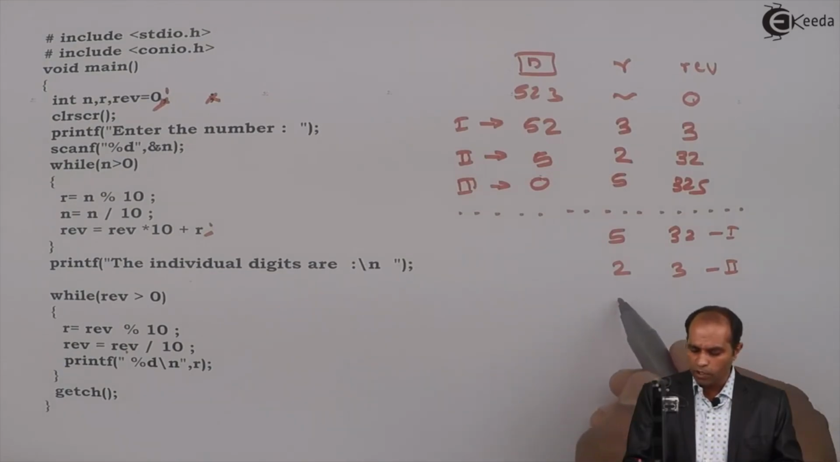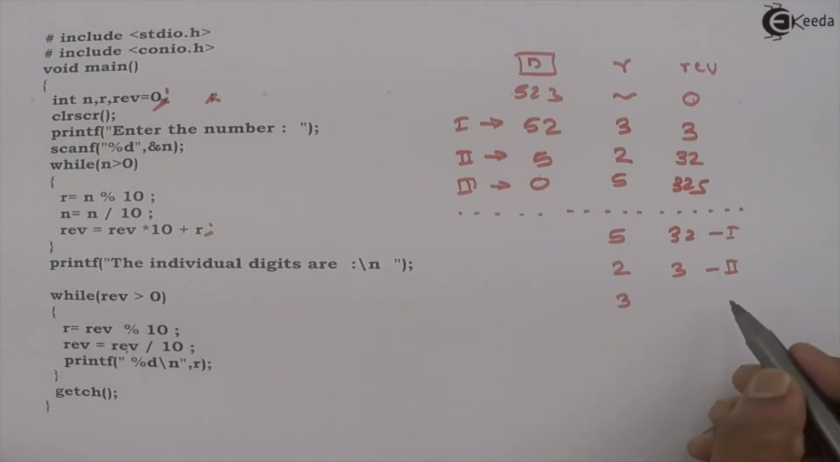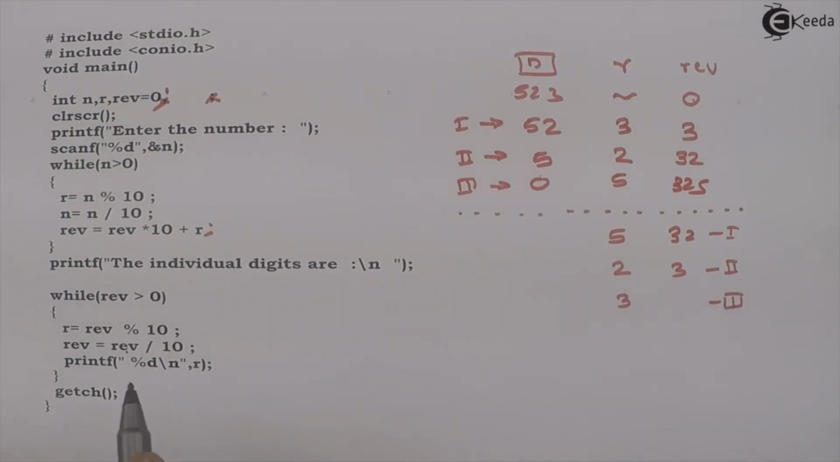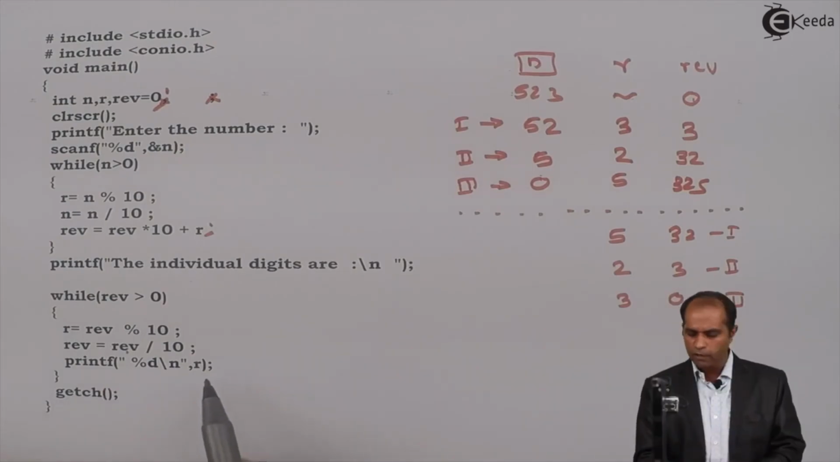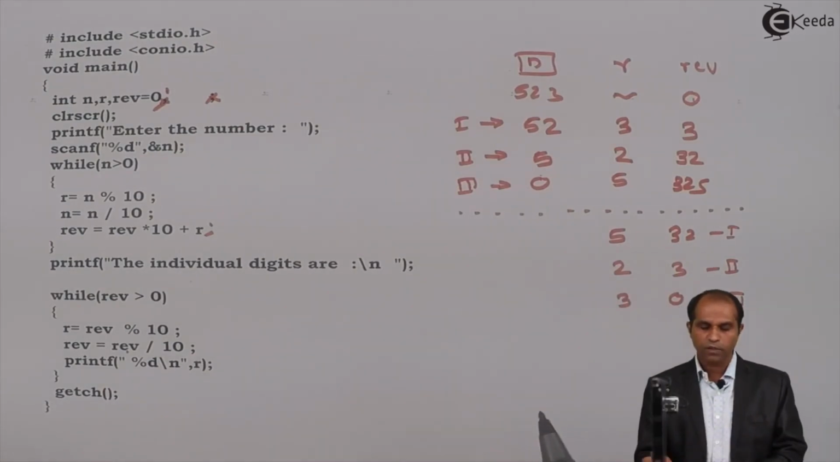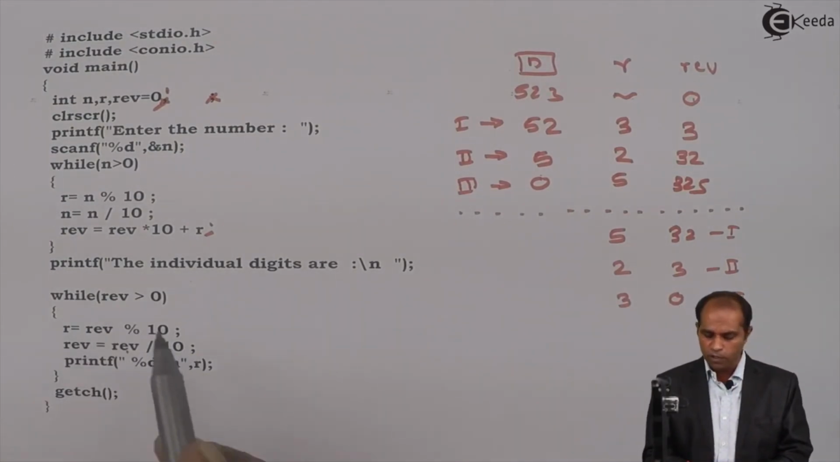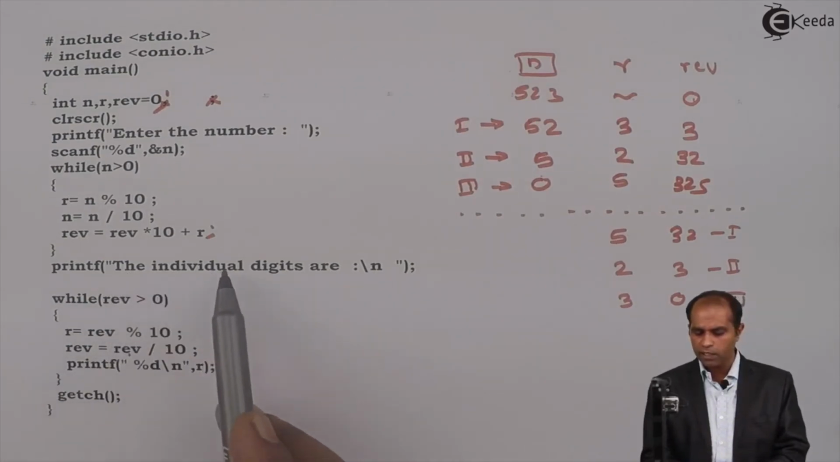Go back. 3 mod 10 is what? 3. Because 3 is greater than 0, the third execution will begin. 3 mod 10 is 3. 3 divided by 10 is 0. And after that print the value of r. The r value is 3. So I displayed 5, 2, 3 on the screen. And before this number, I display a title called the individual digits are.